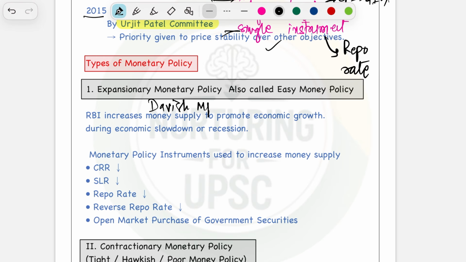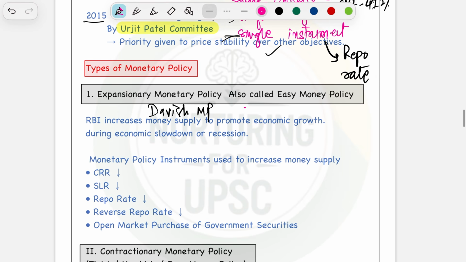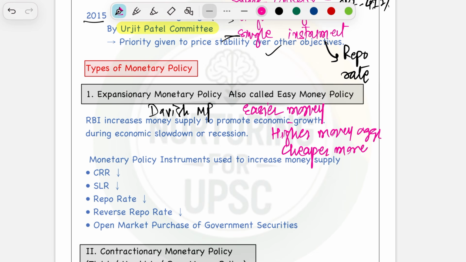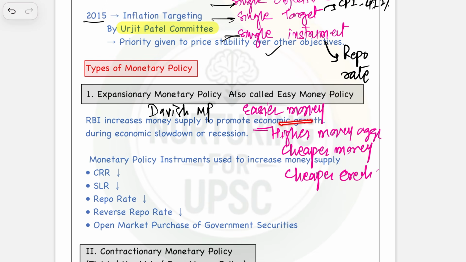Dovish monetary policy promotes easier money, higher money aggregates, and cheaper money. It means there is cheaper credit also. So what would happen? It would automatically give a push to economic growth, since easier money would favor the increase in aggregate demand.